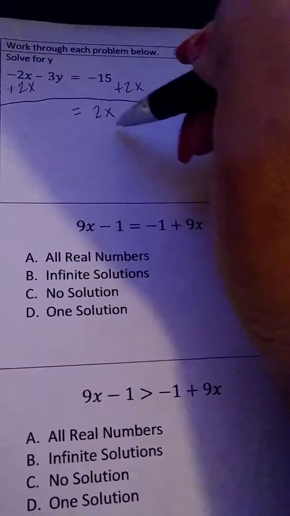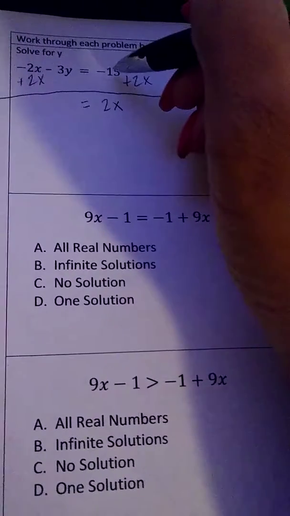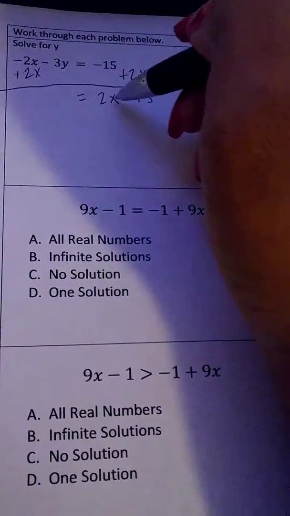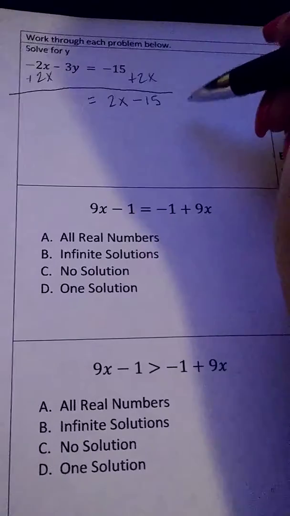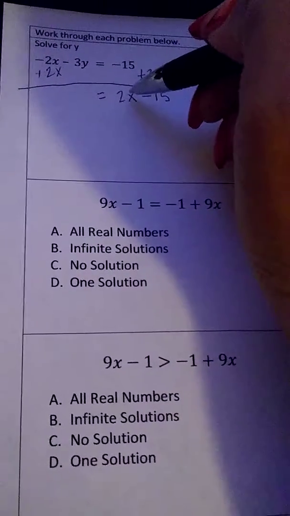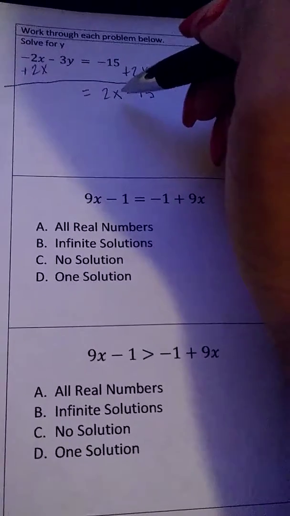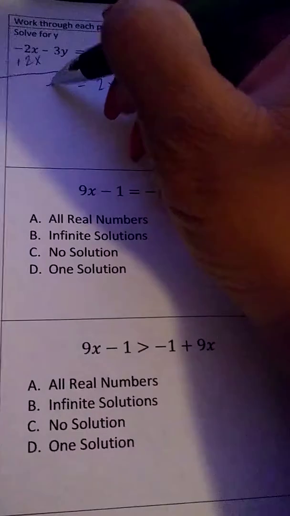Well, I guess you could say this side of the equation. Bring down negative 15. It becomes minus 15 because it is behind 2x. You want to put 2x first because we want to write it in slope-intercept form, meaning y equals mx plus b.